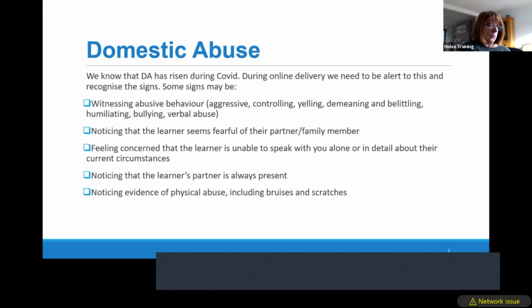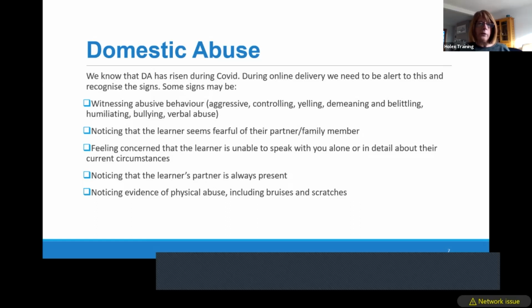So if we look quickly at domestic abuse, we know that this has risen during COVID. It's something that is really difficult when someone is online because you don't know whether they're on their own or not. So these are the signs that could be present. It could be abusive behaviour, as in the video. It could be somebody yelling in the background. It could be a child that is upset. It could be domestic abuse that needs reporting to the children's safeguarding team.